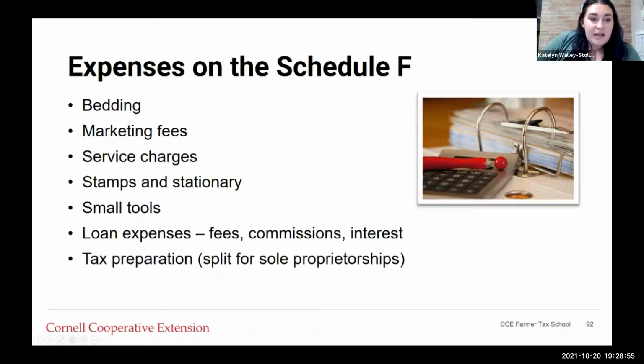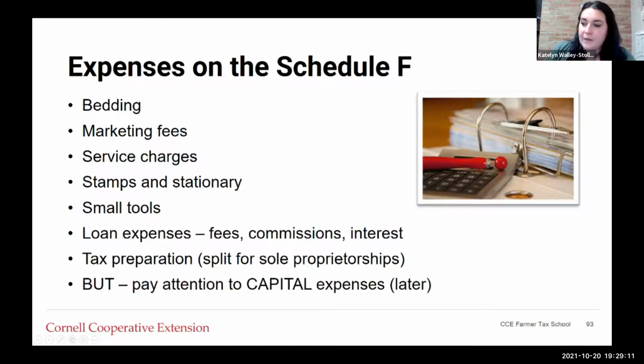Tax preparation, if you're a sole proprietorship, this is another expense that you can split between your business and your personal use. So if you go to a tax preparer, they're going to prepare your personal taxes as well as run your Schedule F for your farm business, for example. You can split that out.